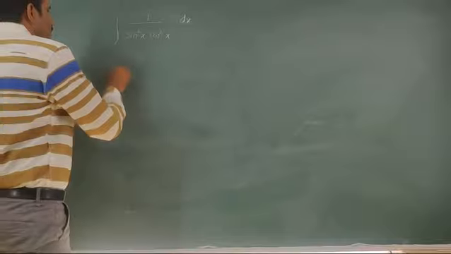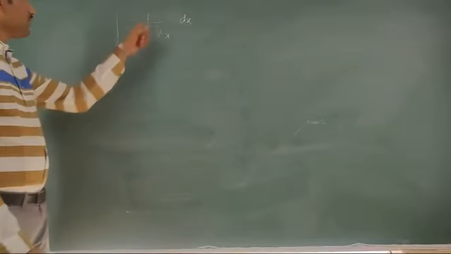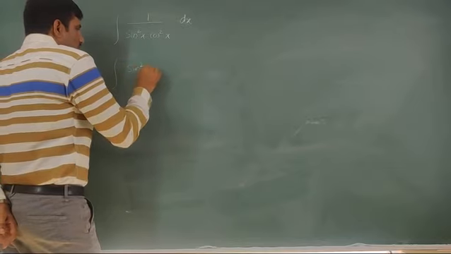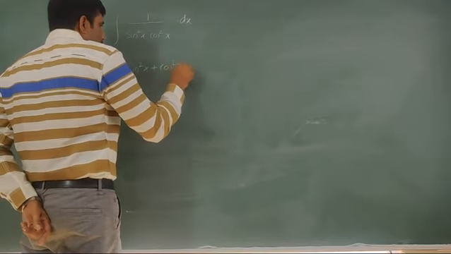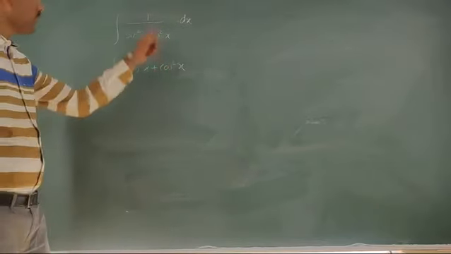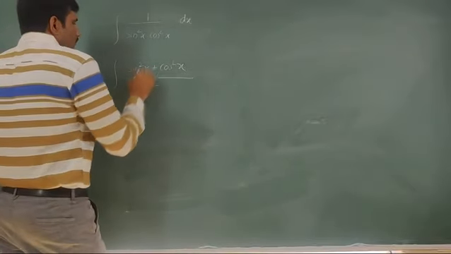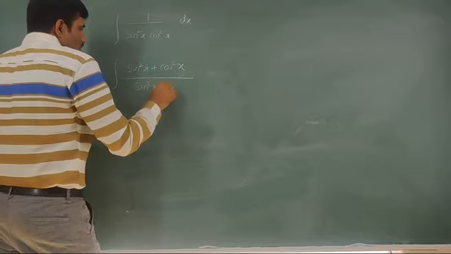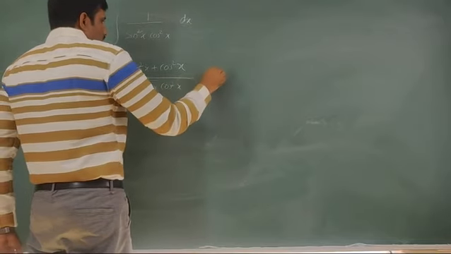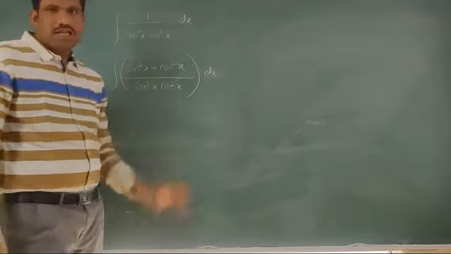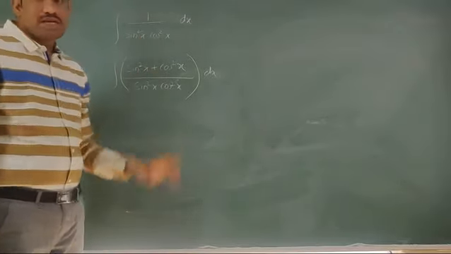See students, now in place of 1 in the numerator, I can write sin square x plus cos square x. Is it clear? So in place of 1 in the numerator, I can write sin square plus cos square whole, divided by sin square x into cos square x into dx. In place of 1 in the numerator, I can write sin square plus cos square divided by sin square into cos square.